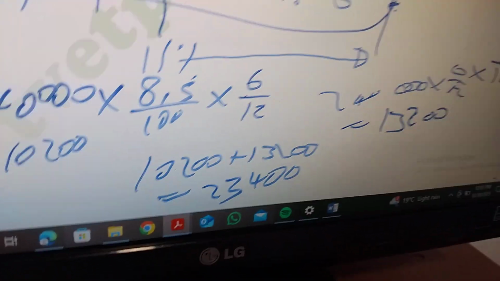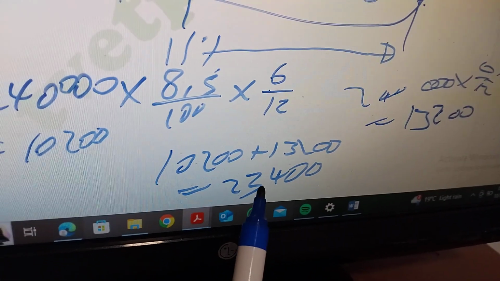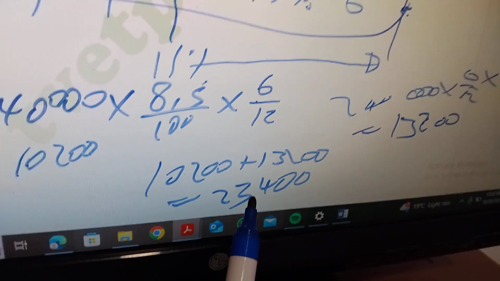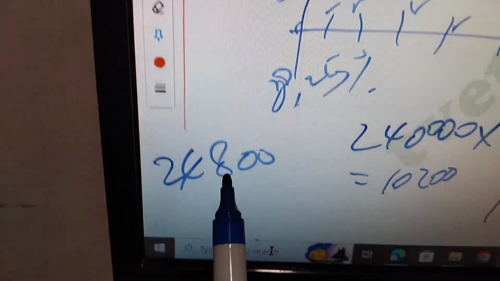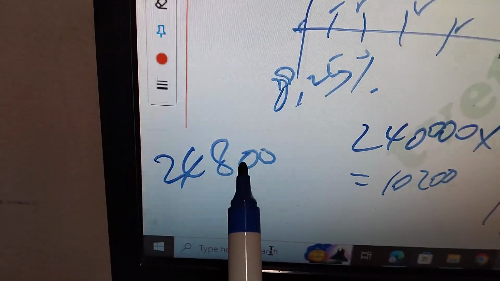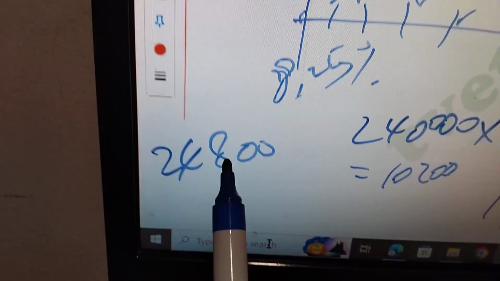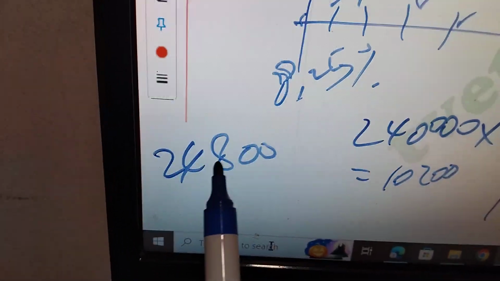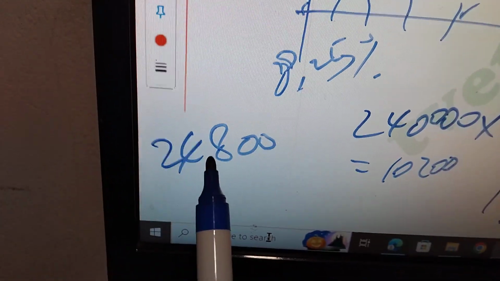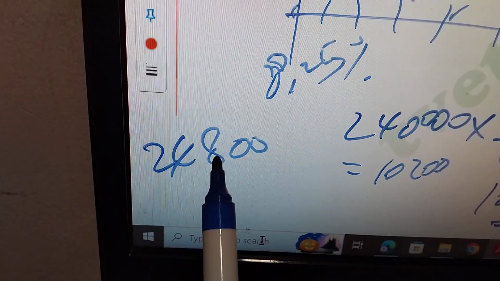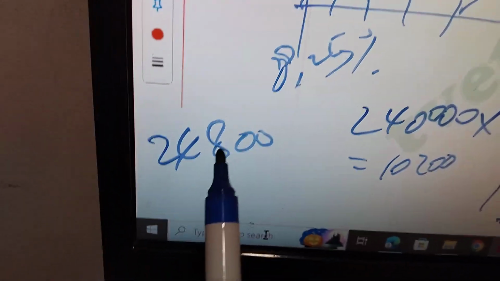So basically 23,400 is the amount that we were supposed to pay. But on our trial balance we paid 24,800. So why are they talking about outstanding? Because we paid over. So there is no outstanding here, unless they say to us that we need to correct the error.